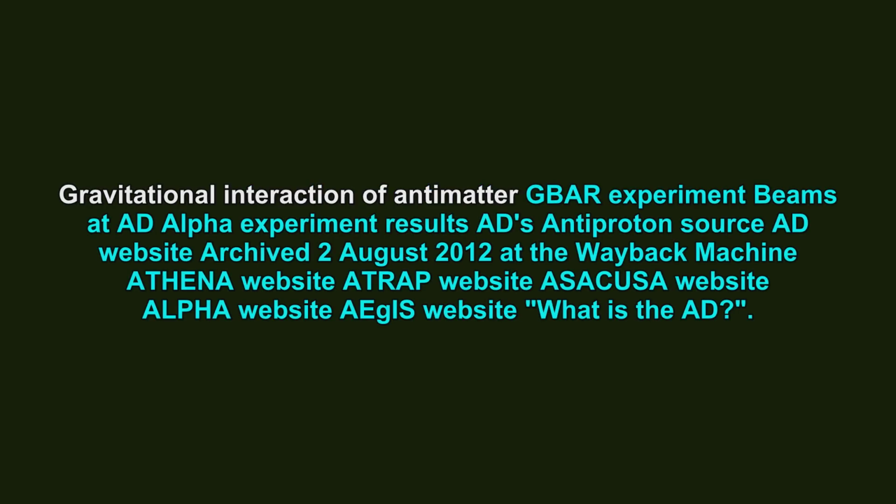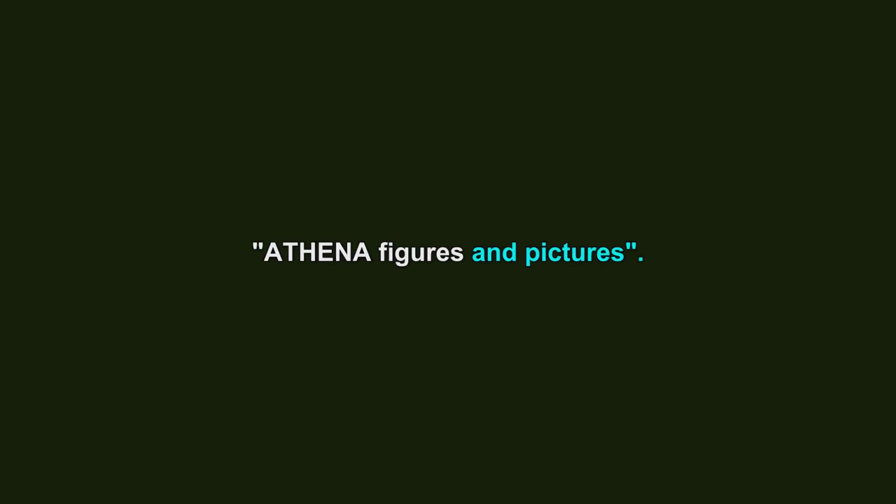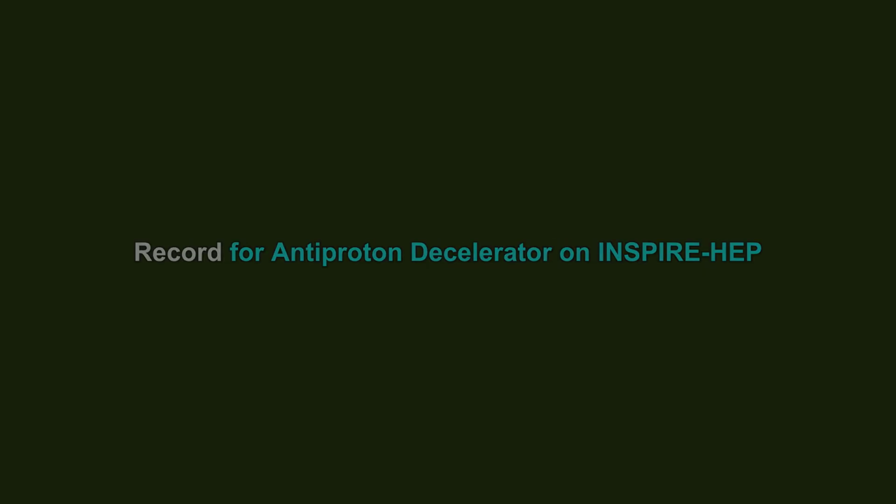Gravitational interaction of antimatter, GBAR experiment, beams at AD, ALPHA experiment results, AD's antiproton source, AD website, archived August 2nd, 2012 at the Wayback Machine, ATHENA website, ATRAP website, ASACUSA website, ALPHA website, AEgIS website. What is the AD? CERN. Archived from the original on February 15, 2006. ATHENA figures and pictures. CERN. Archived from the original on June 22, 2007. Record for Antiproton Decelerator on INSPIRE-HEP.